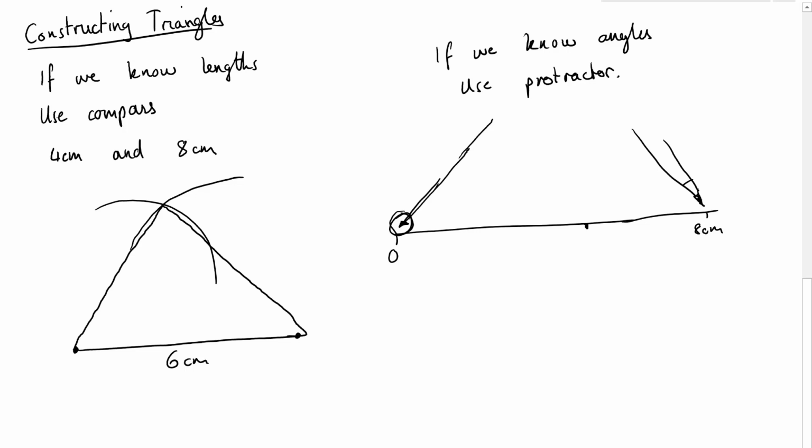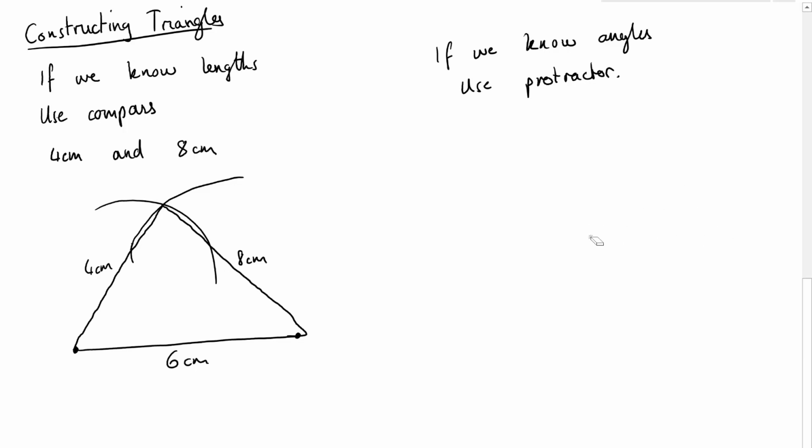Okay, so this is going to be 4 centimeters and this is going to be 8 centimeters, and usually they'll tell you to leave your lines of construction there so they can show that you've done the right method to it. Okay, so this is how we're going to construct triangles. If we know the length of the triangle, we're going to use a compass. If instead of knowing the lengths we know the angles, we're instead going to use a protractor.